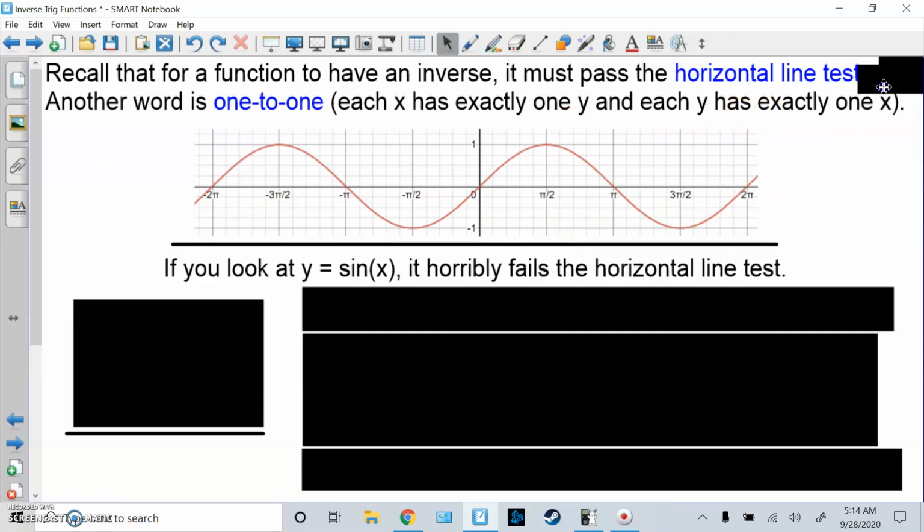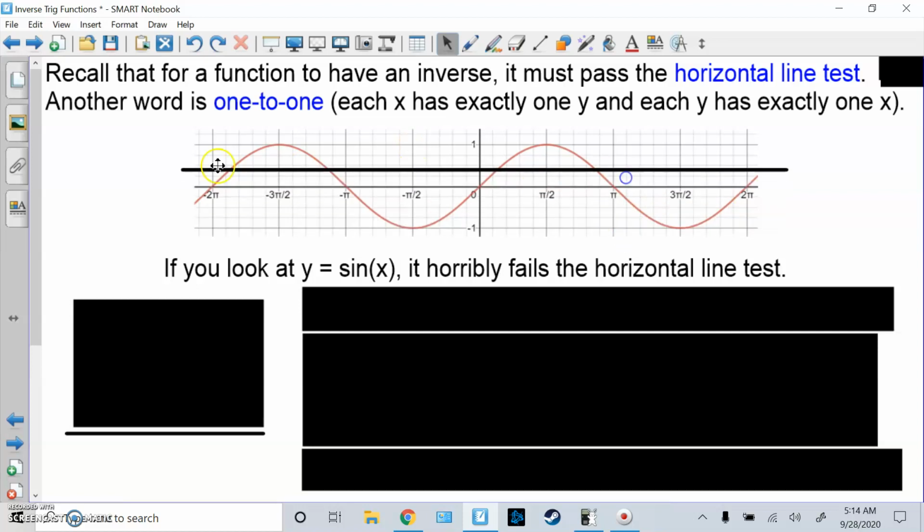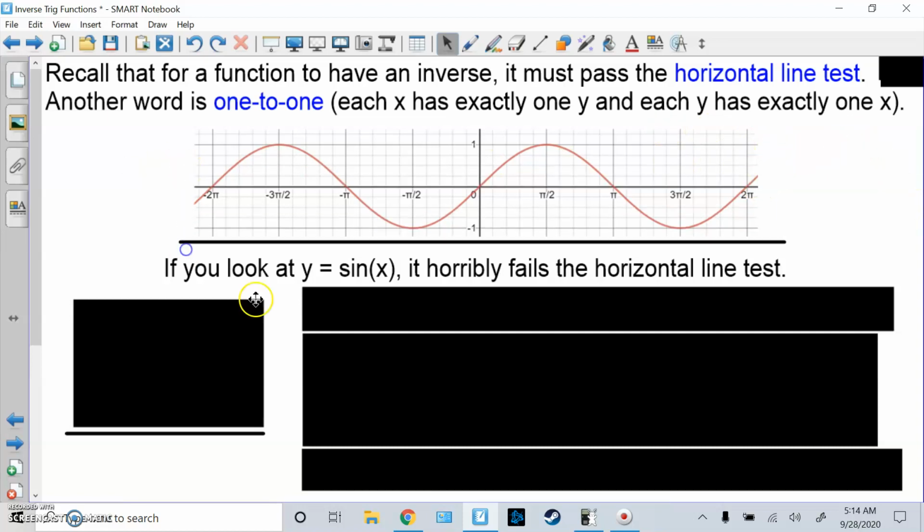So if you look at y equals sine x, it horribly fails the horizontal line test. If I use this horizontal line, it's touching the graph multiple times. 1, 2, 3, 4 right there. 2 times right here. Up here, it's at least 1, 2, 3, 4. And it keeps going. Remember, this is periodic, so it touches an infinite number of times. So it fails. It does not have an inverse.